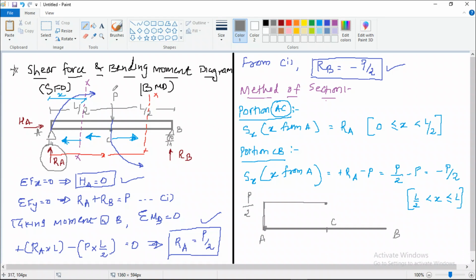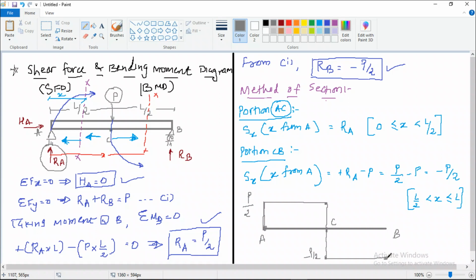Now when we reach point C, we have P by 2 already here, plus P, not plus, but we need to do the summation of P also. Now P is vertically downward, so at this point the shear force will become minus P by 2, because P by 2 minus P, so minus P by 2 will be drawn below the baseline. Again from point C to B there is a straight line because the shear force is constant.